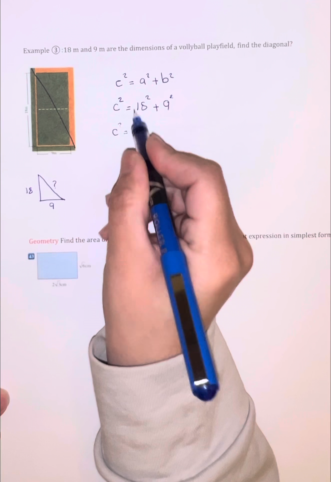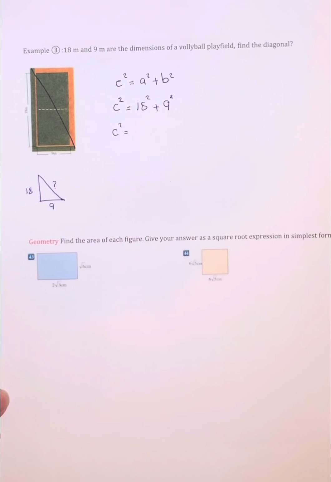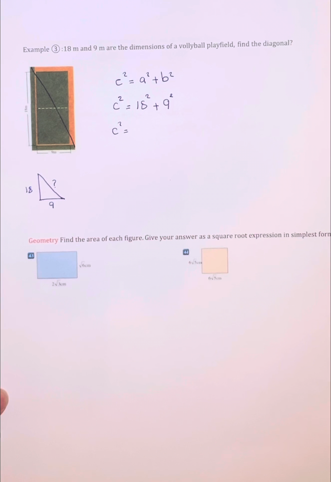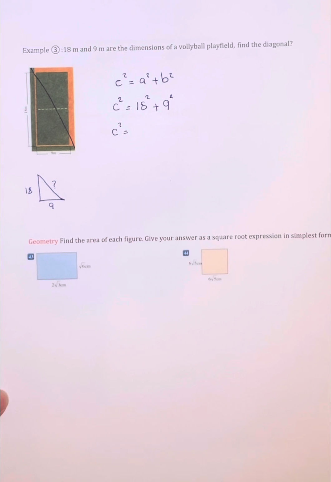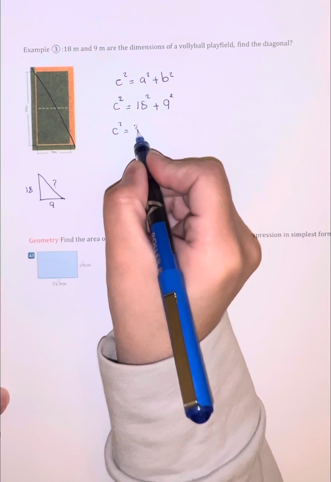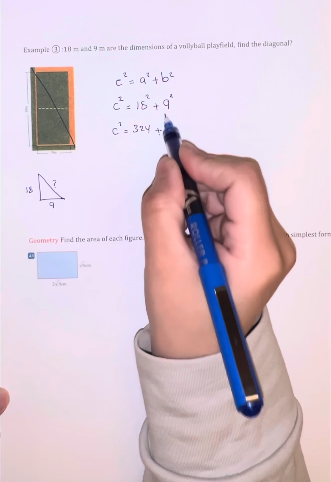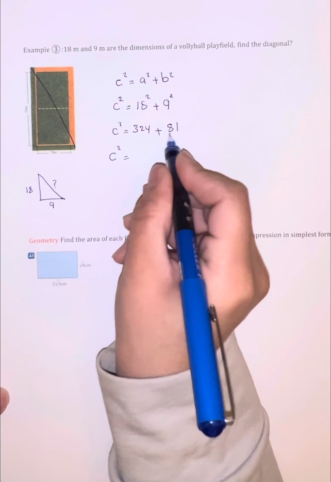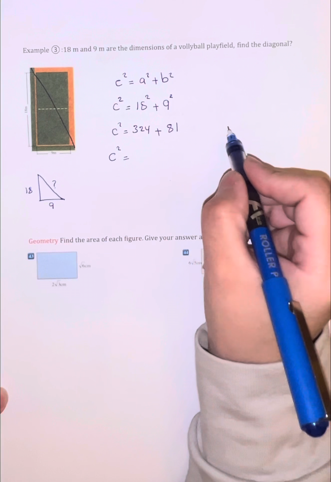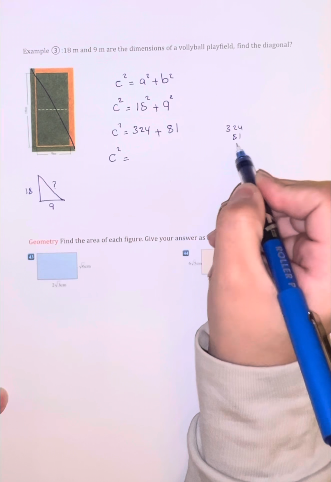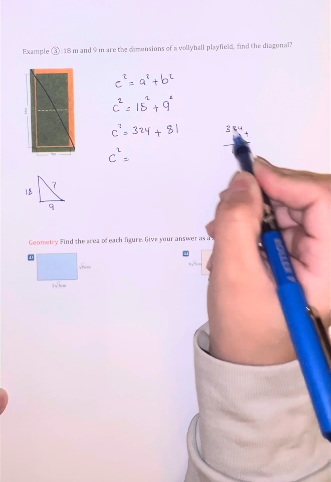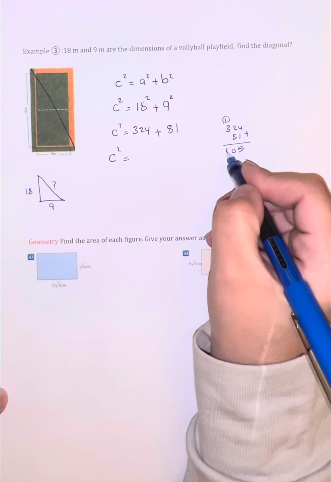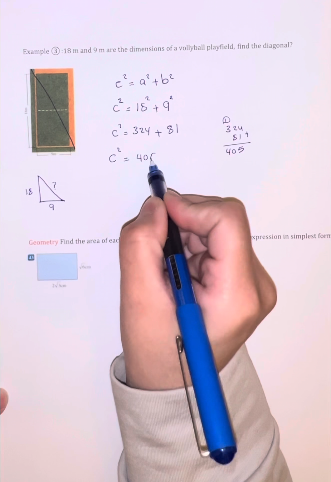C squared, we can multiply 18 by 18 or we memorize it, 18 to the power of 2, or we can say the square root of 324 will be 18. So 18 times 18 will be 324 plus 9 to the power of 2 will be 81, okay? C squared equals, we need to add them. 324 plus 81 is 405.